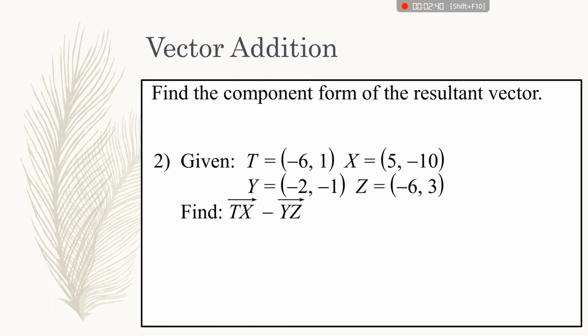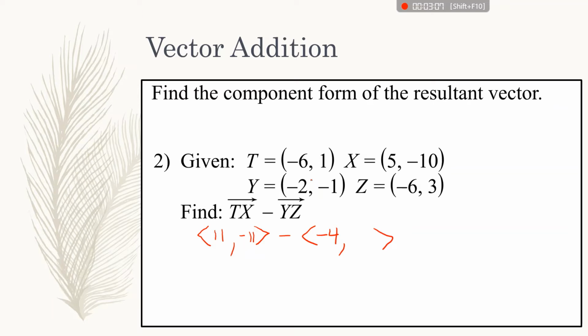I can do the same thing if I give you points instead. So this is the vector from point t to point x. So that vector for our components from negative 6 to 5 went over by 11 to the right. And from 1 to negative 10 went down by 11 units. Okay, minus my vector yz went from negative 2 to negative 6. So that's to the left 4 units, which is negative. And then from negative 1 to 3, which is up 4 units, or positive 4.